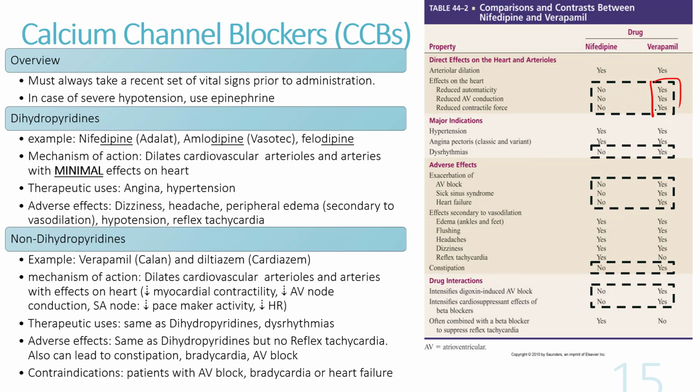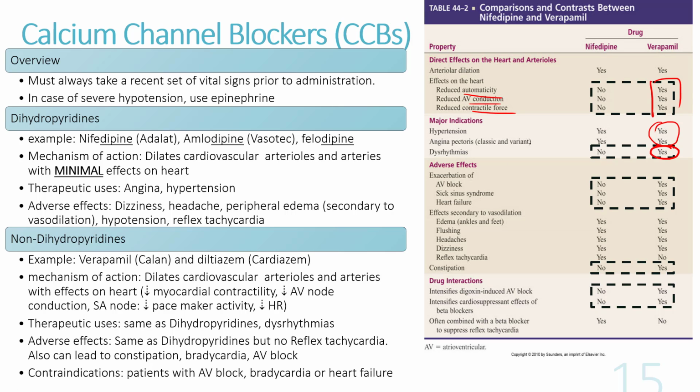So if you look at that, I've highlighted all the boxes to highlight the differences between nifedipine and verapamil. Because it has an effect on the heart, it can cause reduced automaticity, it can reduce AV conduction, and it can also reduce cardiac contractility. All right, and so it's used not only for hypertension and to relieve symptoms of angina, but it's also used for dysrhythmias because it regulates and slows down the heart rate.